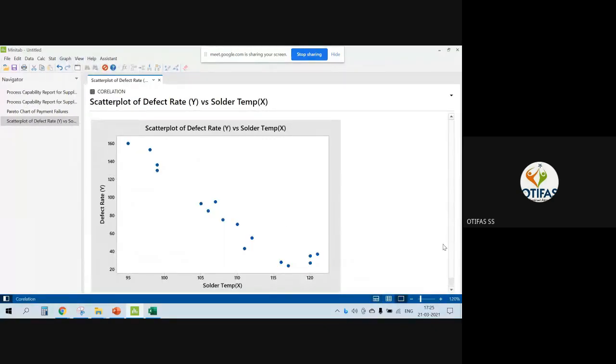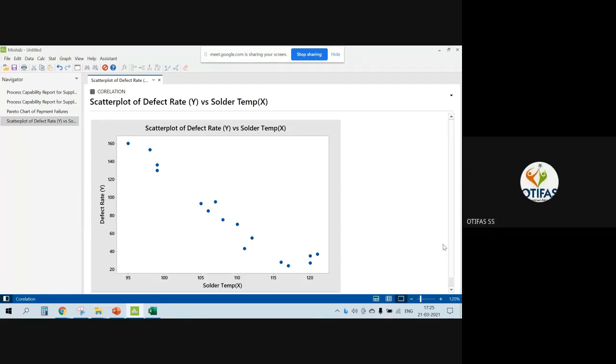If you put this, it will give you a result like this. Tell me, what is the kind of relation here? Is there any correlation? Negative. Is it strong or weak? Strong. Okay. By seeing it, we can say it's strong.